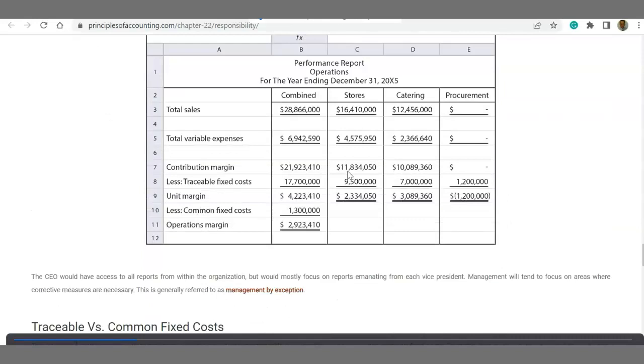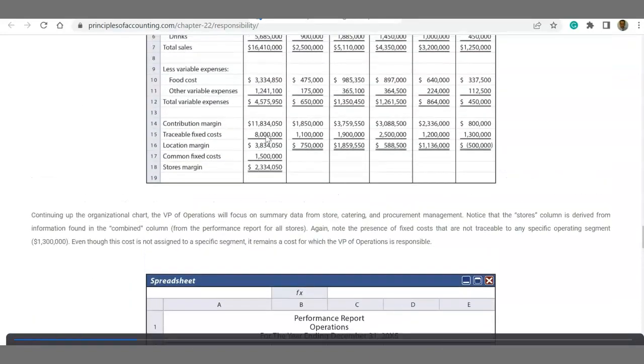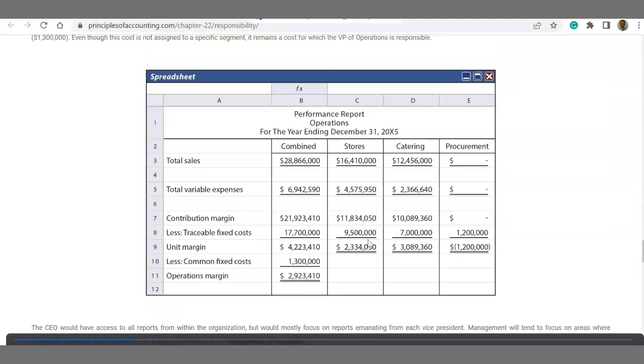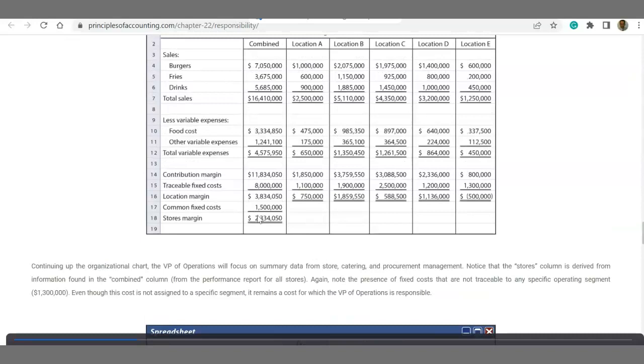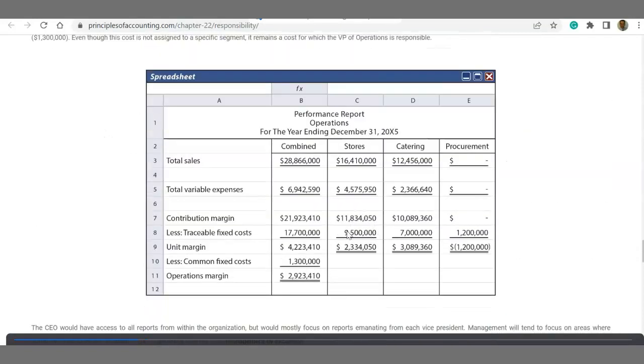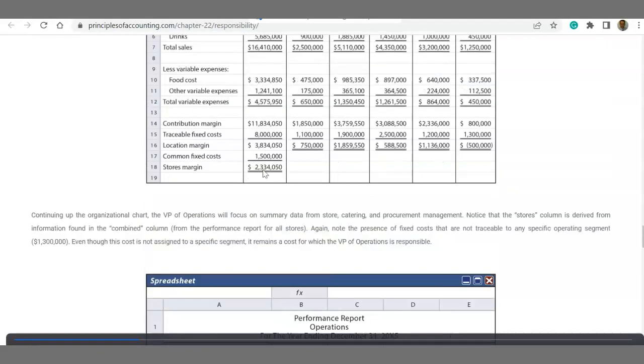And then you have 9.5 million traceable fixed cost. That 9.5 million traceable fixed cost comes from 8 million here and 1.5 million here. So this traceable fixed cost equals 8 million from traceable fixed cost for the stores plus 1.5 million here of common fixed cost for stores. Total traceable fixed cost is 9.5 million. Contribution margin minus that gives us 2.334 million.